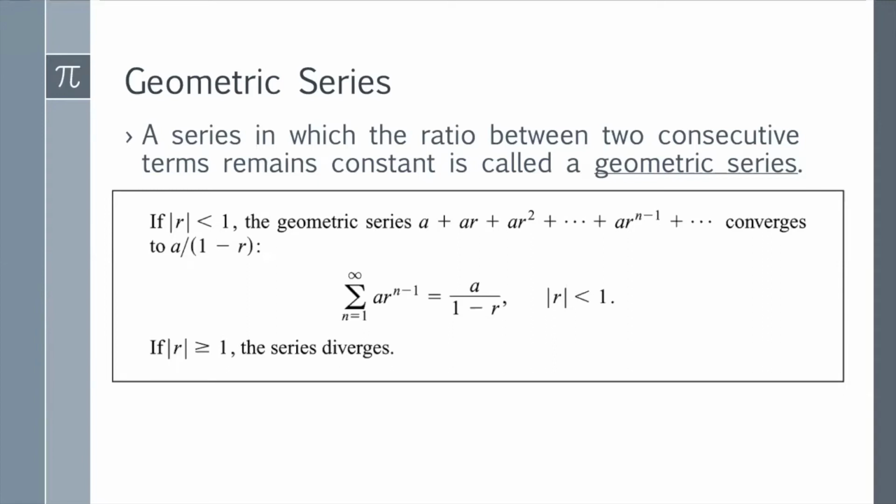If the absolute value of r is less than 1, then the geometric series a plus ar plus ar squared plus ar to the n minus 1, continuing forever, converges to the number a over 1 minus r. And another way of saying that is shown right here. Again, that's true if the absolute value of r is less than 1. If the absolute value of r is greater than or equal to 1, then this series diverges.